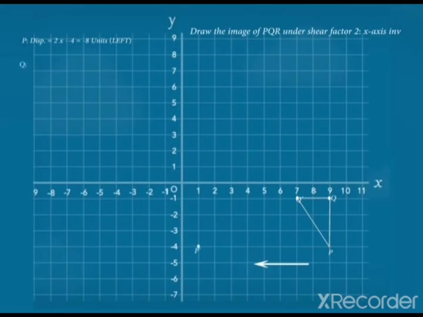Point Q, perpendicular distance from the invariant line is negative 1. S is 2. Displacement is minus 1 times 2, giving us minus 2. So we move 2 units leftwards. Point R, perpendicular distance is minus 1 units. S is 2 and displacement will be minus 1 times 2, giving us minus 2. So we move 2 units leftwards. This is the transformed figure.